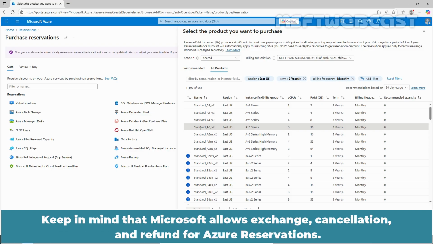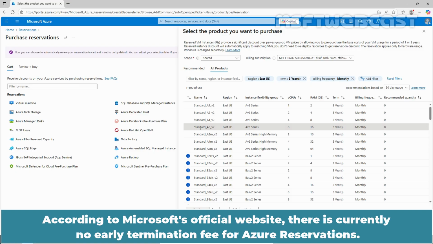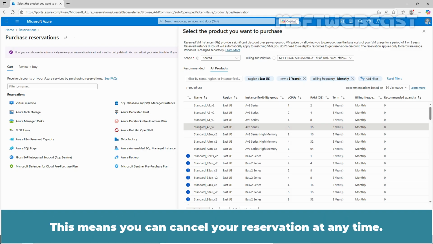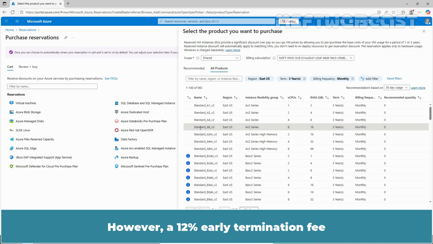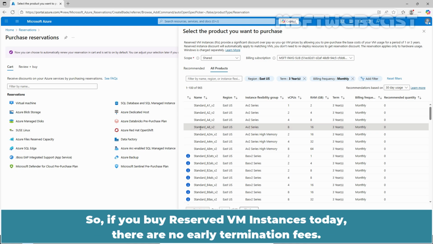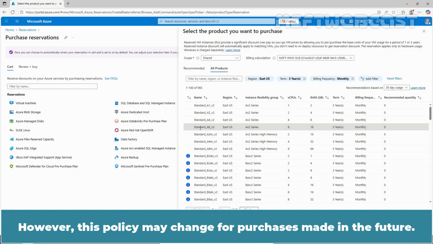Keep in mind that Microsoft allows exchange, cancellation, and refund for Azure reservations. According to the Microsoft official website, there is currently no early termination fee for Azure reservations. This means you can cancel your reservation at any time. However, a 12% early termination fee may be introduced for cancellations in the future. So if you buy reserved VM instances today, there are no early termination fees. However, this policy may change for purchases made in the future.